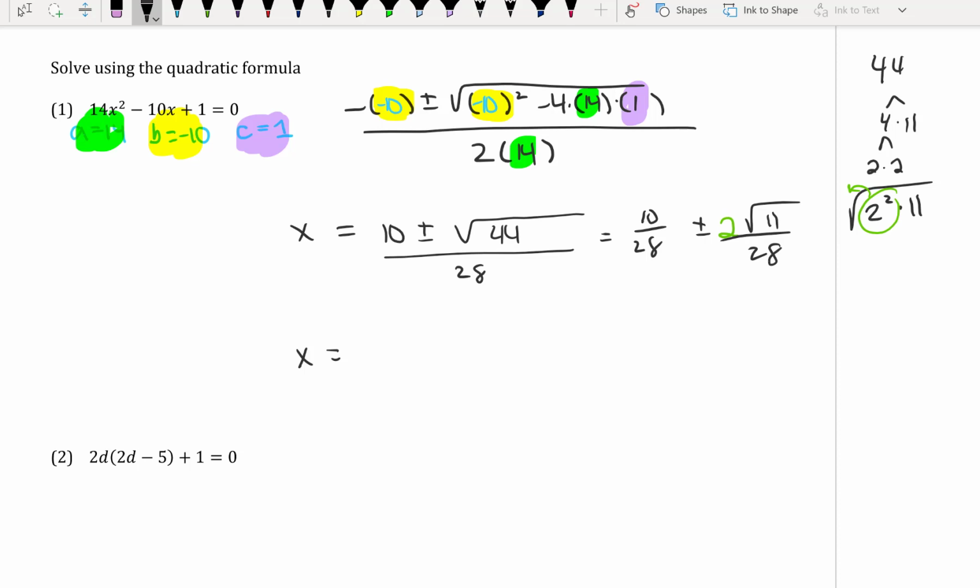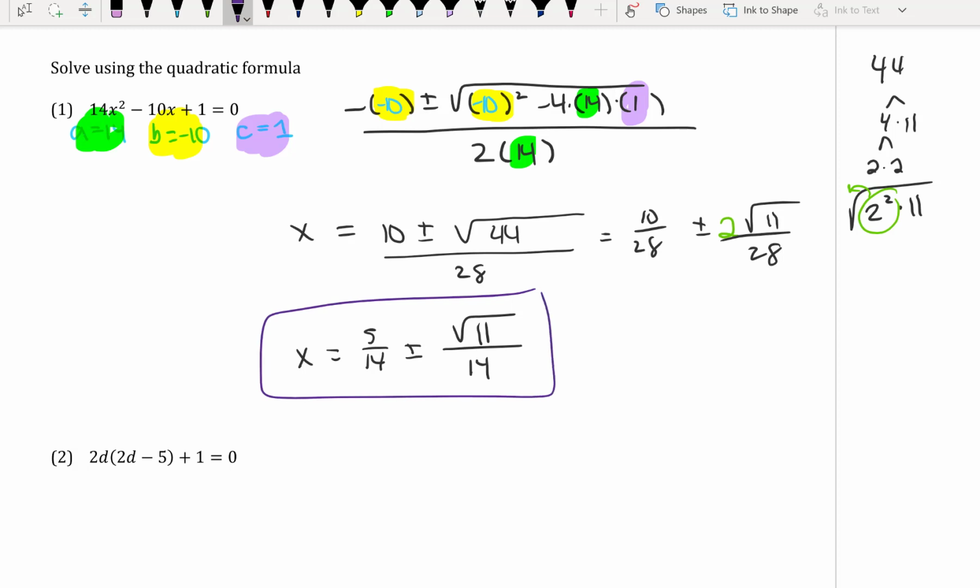And now I get to reduce the fraction. 10 over 28, they both have a 2 in common. If I divide by 2 on both sides, I have 5 over 14. And I also have 2 divided by 28, so I can divide by 2. Up on top, I'm going to have square root 11, and in my denominator, I'm going to have 14. And that ends up becoming my final answer.